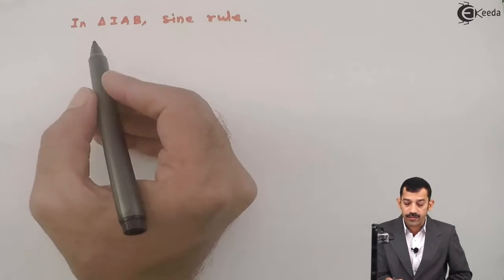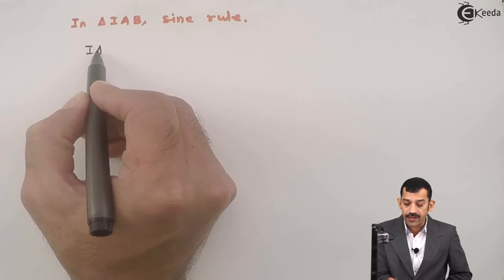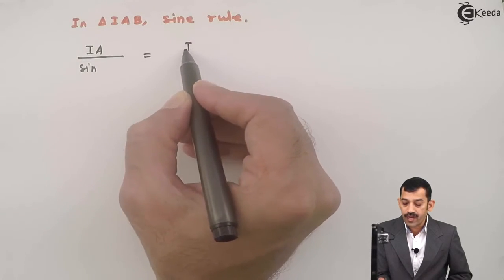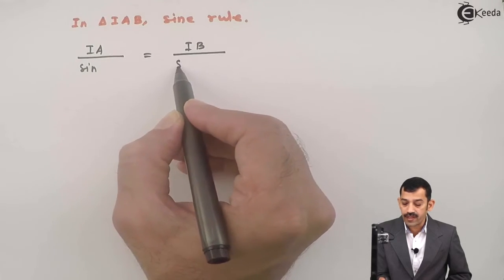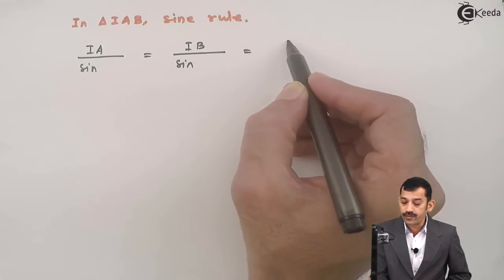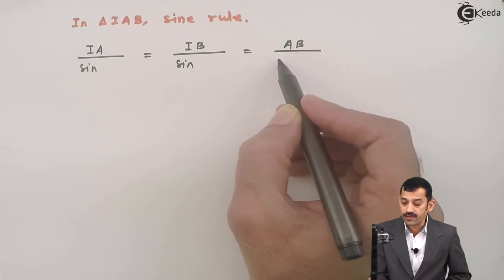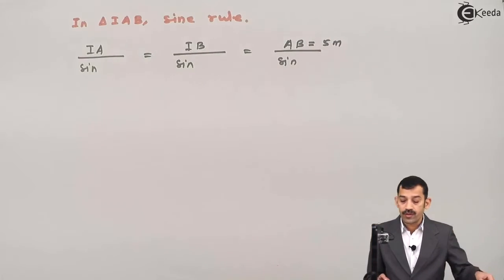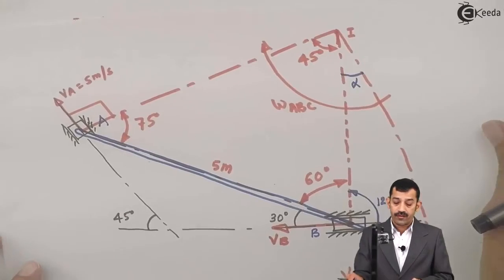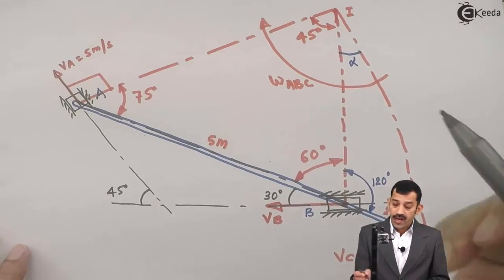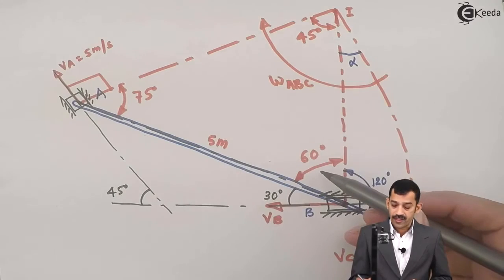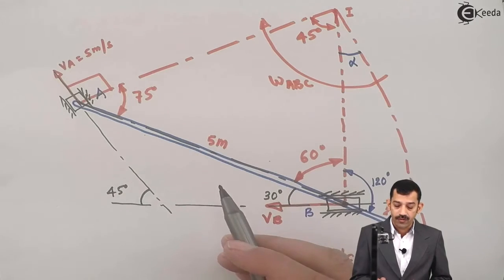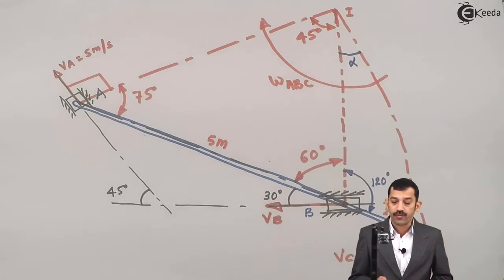To find out lengths IA and IB, any length if we take, say IA divided by sine of opposite angle equal to IB upon sine of opposite angle equal to AB upon sine of opposite angle. You know length AB is given as 5 meters. Now IA upon sine of 60 equal to IB upon sine of 75 equal to AB upon sine of 45 degree.